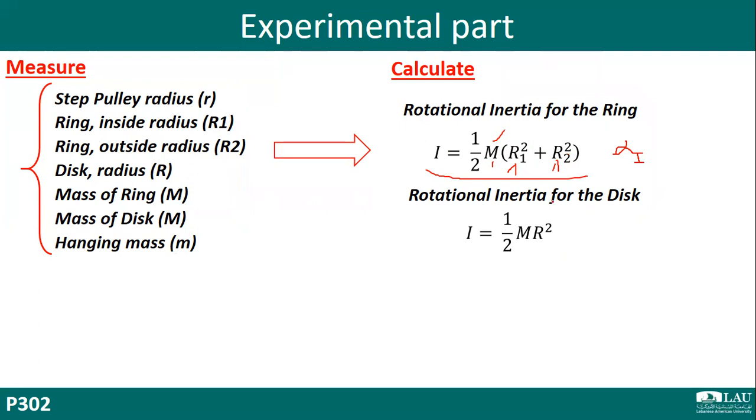Same thing for the disk. Here we have a simple expression, it's 1 over 2 M R squared. Also, we need to find alpha I. And don't forget to round the error to one significant figure. After rounding the error to one significant figure, the inertia should be rounded to the same decimal place.